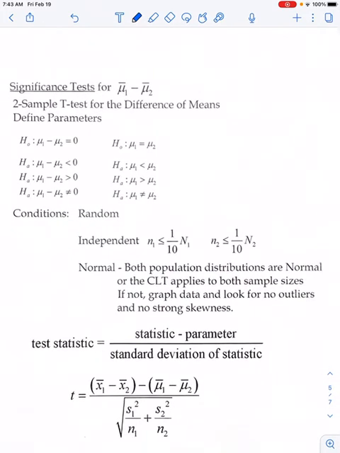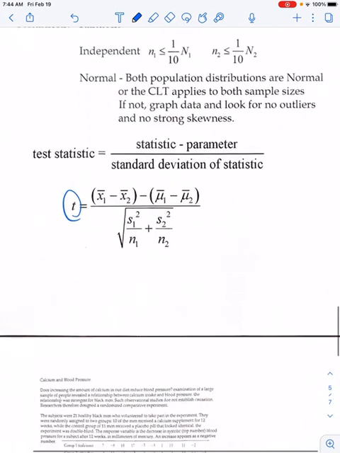All right. So now let's talk about a significance test. You're going to say that this is a 2-sample t-test for the difference of means. You're going to define your parameters. Your null is always going to be that the difference is 0, and your alternate is going to be that it's less than 0, greater than 0, or not equal to 0. You still have to be random, independent, and normal. Then we are doing a test, so we're looking at our test statistic. This is a t-test. So T equals, and then I have all my information in there.